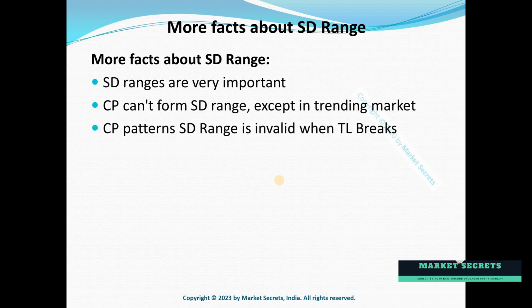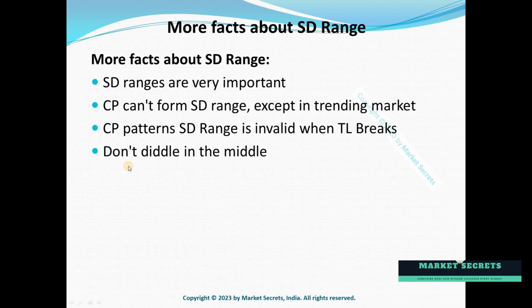Number 3, CP patterns will no longer be used as part of the SD range once the trend line is broken. So in such cases, an extreme valley or peak that was origin of the imbalance of that particular time frame will now be the zone in control. So you can use CPs as long as the trend line is intact, and if the trend line is broken, then you can immediately switch to the extreme valleys and peaks on both the sides of the price to identify the new SD range, because a new zone will now be in the control.